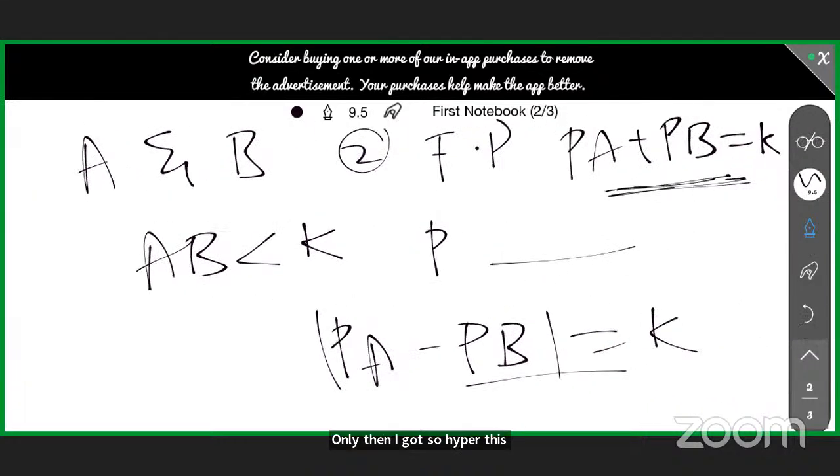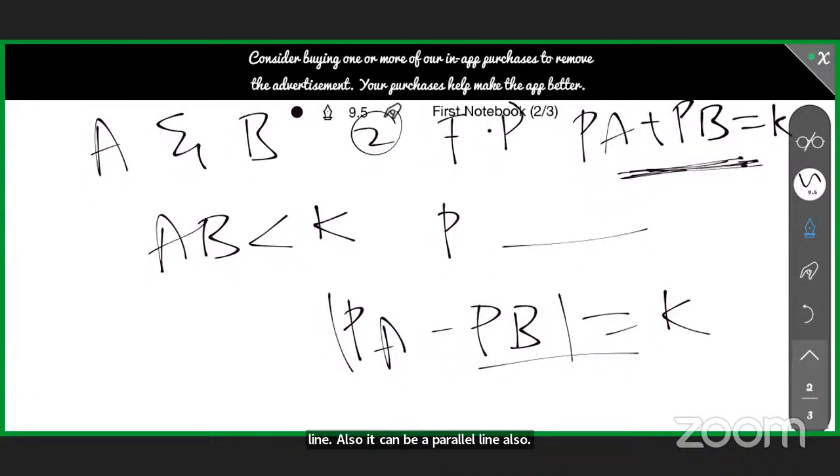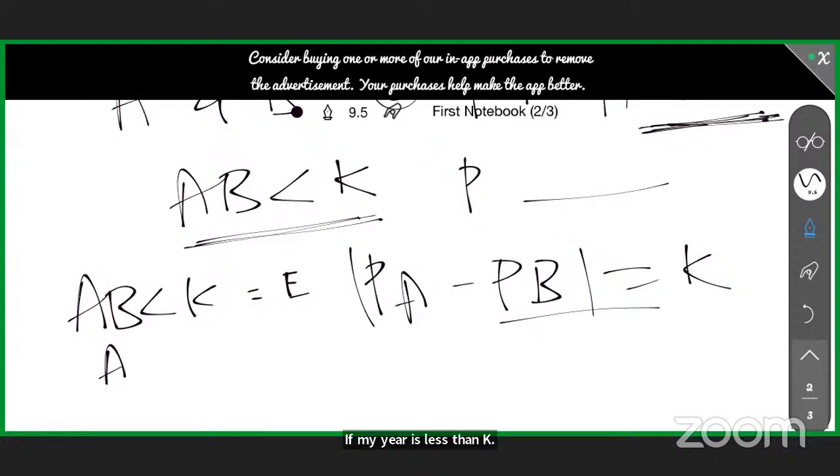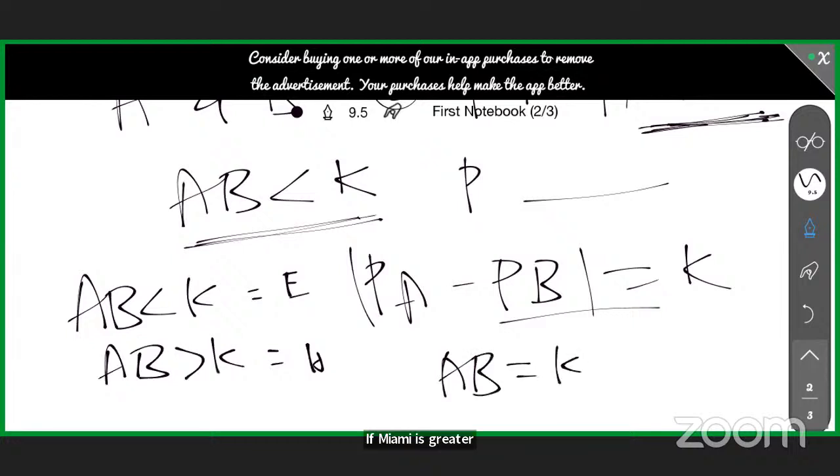This will become an ellipse, but we can't conclude it is an ellipse here, because sometimes it can be a straight line, and it can also be a parallel line. So what I should do is cross-refer with this concept. If AB is less than K, it is an ellipse. If AB is greater than K, it is a hyperbola. If AB is equal to K, it will be a straight line. I have told you this concept for 2 days.